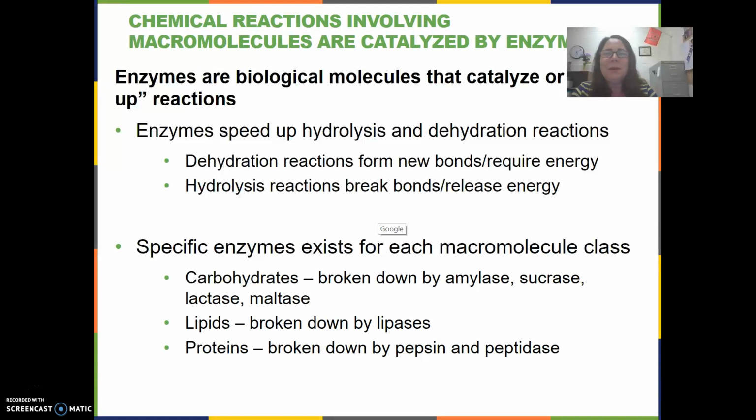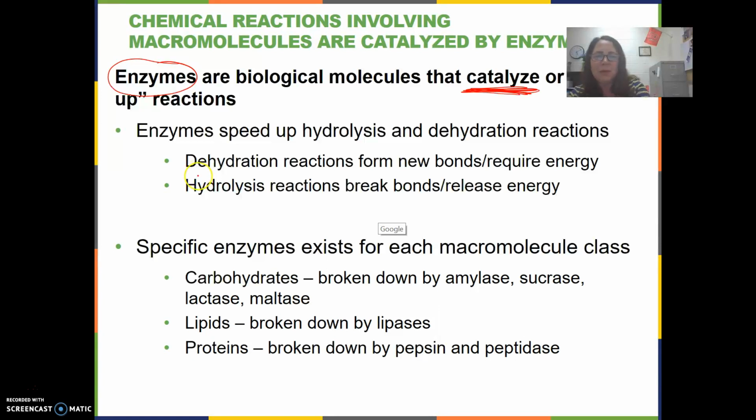All right. We also have to talk about enzymes in this chapter, because enzymes are necessary for every chemical reaction in the body. So an enzyme is technically a protein. It's a macromolecule. Enzymes are never any other type of chemical. They're always proteins. And what they do is they speed up chemical reactions, and we call them catalysts, because catalyze means to speed up chemical reactions. So enzymes will speed up hydrolysis and dehydration reactions.